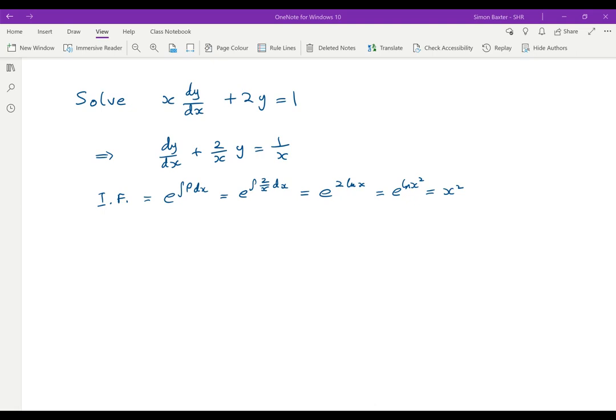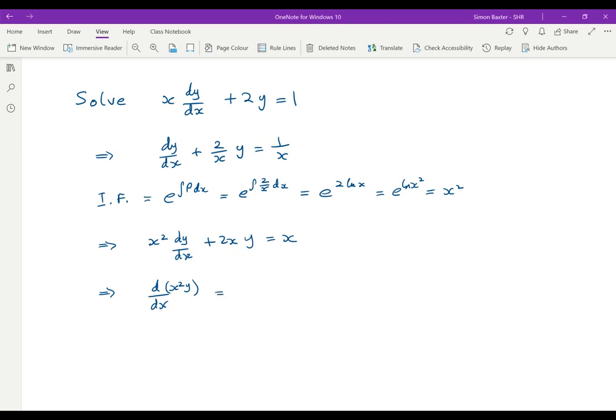Let's multiply through by x squared. We will get x squared dy by dx plus 2xy is x. If this has worked, the left-hand side ought to be the derivative of x squared y. At this point, you should always stop and check. Differentiate it and see if it works. X squared, differentiate y, yes. Plus y, differentiate x squared, yes.